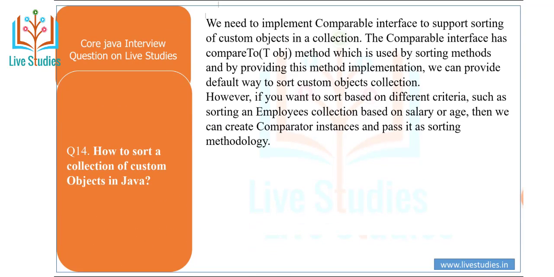How to sort a collection of custom objects in Java? We need to implement the Comparable interface to support sorting of custom objects in a collection. The Comparable interface has the compareTo method, and by providing its implementation we can provide a default way to sort a custom object collection. However, if we want to sort based on different criteria, such as sorting an employee collection based on salary or age, then we can create a Comparator instance and pass it to the sorting method.